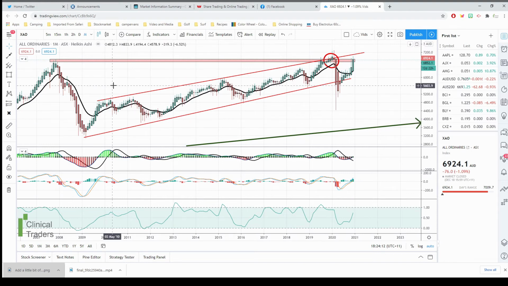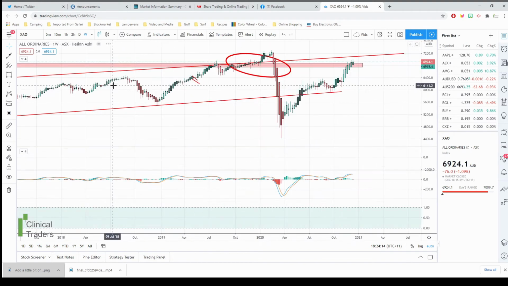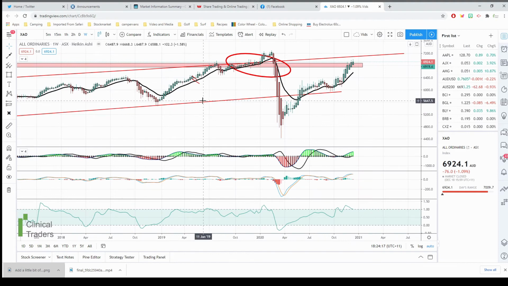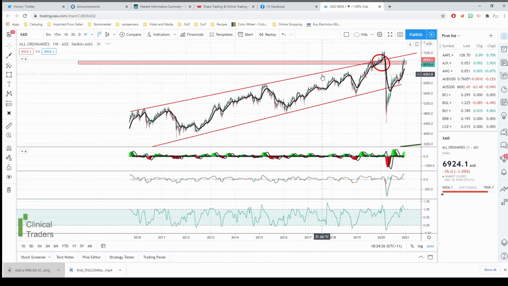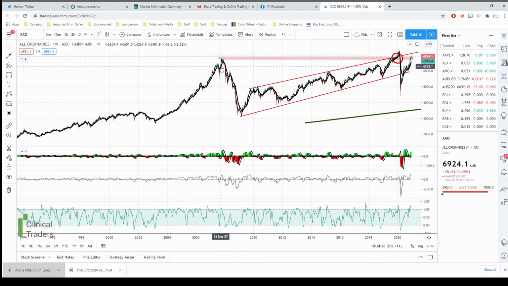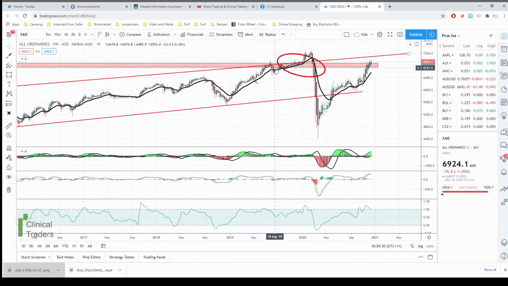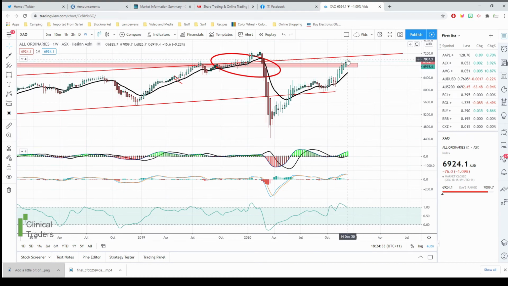If we go back to the weekly, so the same chart, this is the Australian index, and you can see that we've broken above that old high from way back in 2007, and here we've come up all the way here. So it's possible we could go higher. I'd be really interested to see what happens if we do go higher, when we get up to this red line. That's what I want to know.